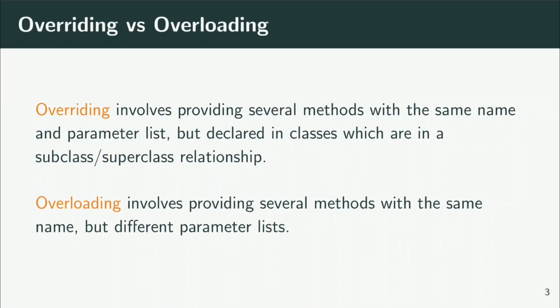Overriding is what we've discussed in this video, namely it allows you to have several methods with the same name and parameter list, so the same signature, but they are declared in different classes, which are in superclass-subclass relationship. Overriding is the mechanism to specialize the behavior of a method, whereas overloading simply means that you have several methods by the same name but different parameter lists.